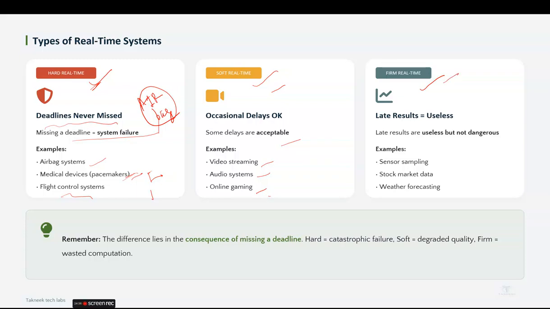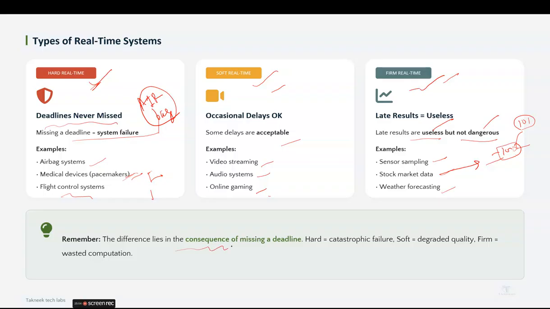And there is firm real time. So late results are useless but not dangerous. Okay. So sample sensor reading, stock market data, weather forecasting. Suppose some stock is at 100 and it reached 101, but you are not updated and you made your decision based on this 100. So the results are useless but not dangerous. So this is the firm real time.